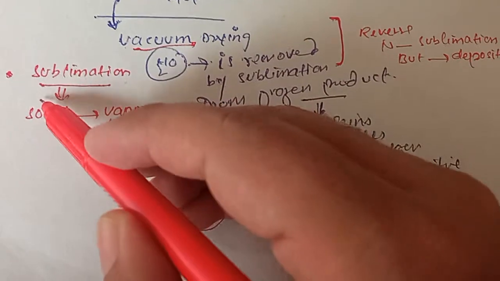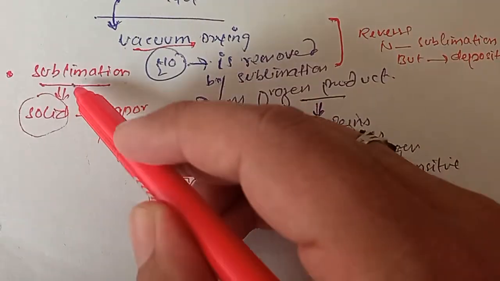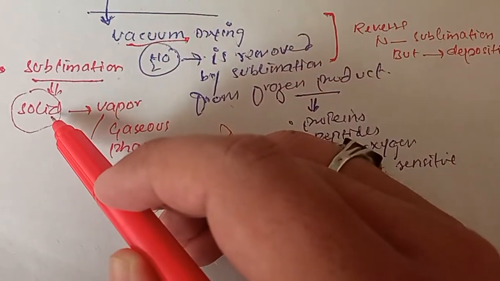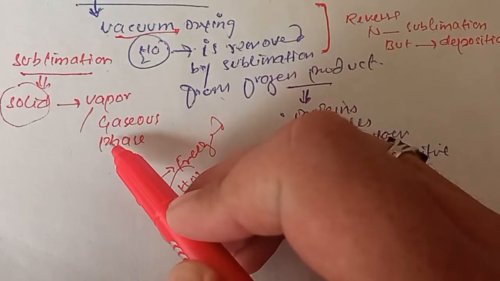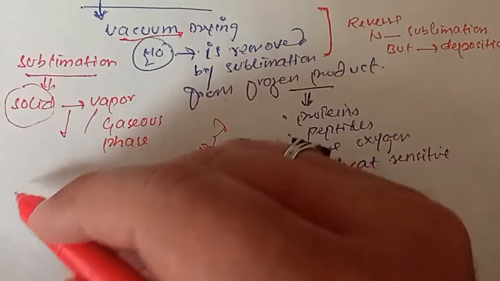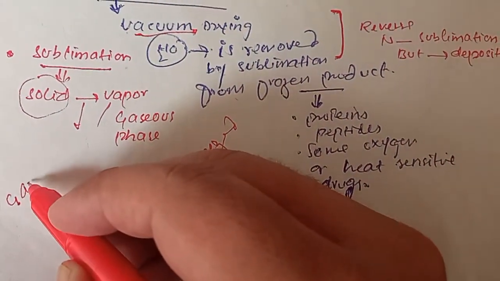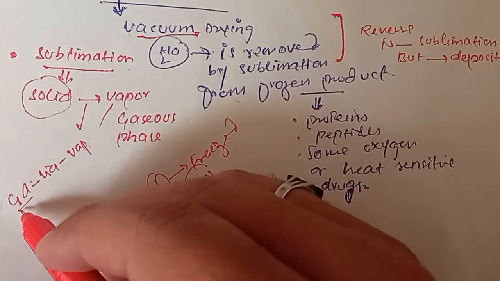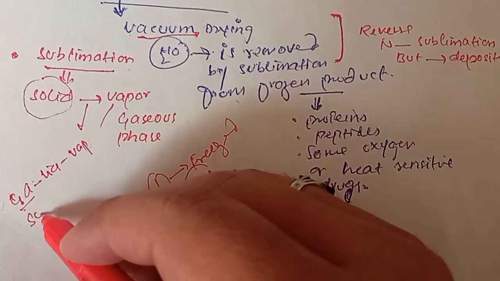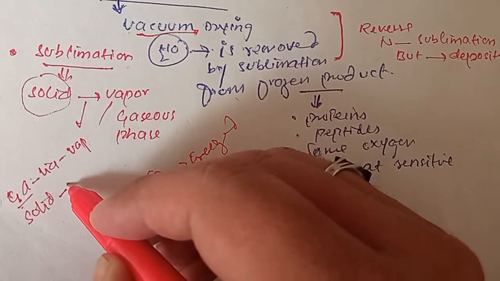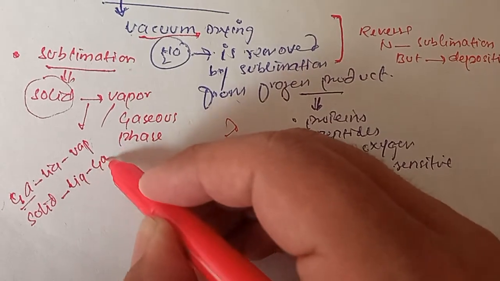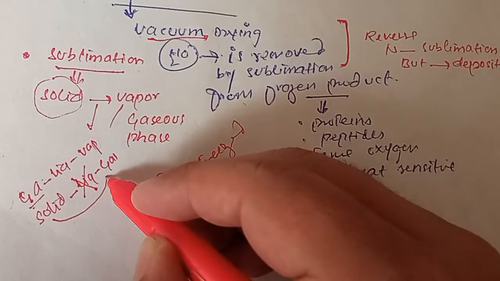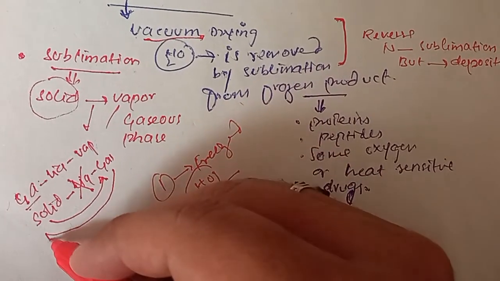Very simple. We take a solid substance, and after that this solid substance is processed in a vacuum, okay, and the water is removed in the form of vapors or gaseous state. First of all we have solid state, then we have liquid state, then we have gaseous state or vapor state. So what if we skip the liquid state? We convert solid directly into the gas, or gas directly to the solid.